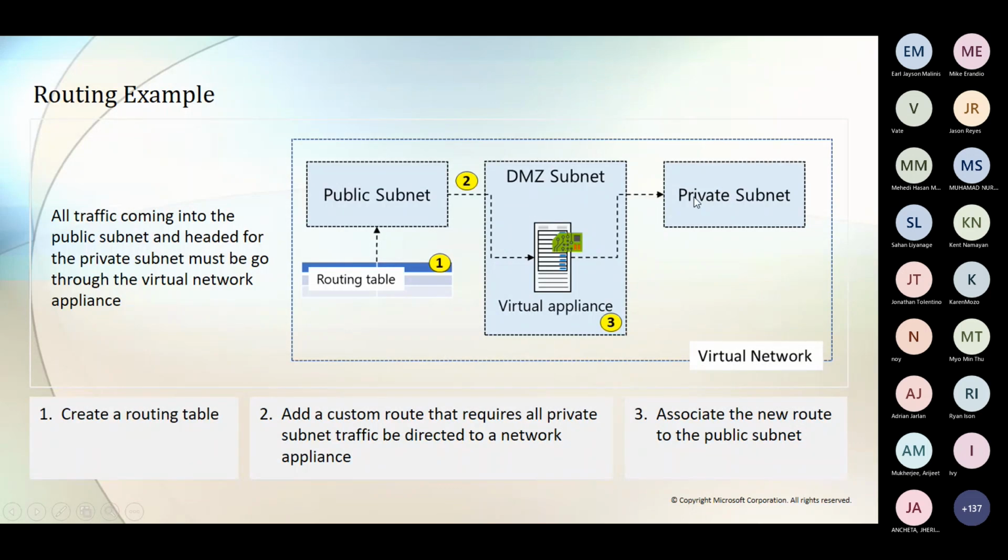With VNet peering also, this is called routing. In the public subnet there is a routing table. If anyone from the public subnet wants to go to the private subnet, they will follow the routing table, which says they should go this way. It is written here that if you want to go to the private subnet, first you should connect through a virtual appliance, any virtual machine here, then you can go to the private subnet. This is the routing table.